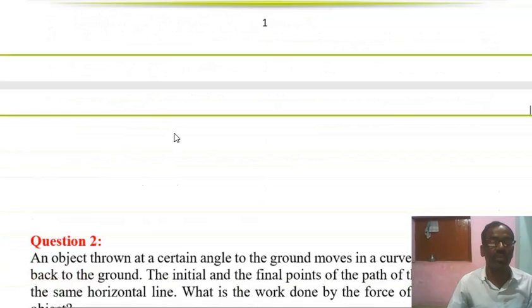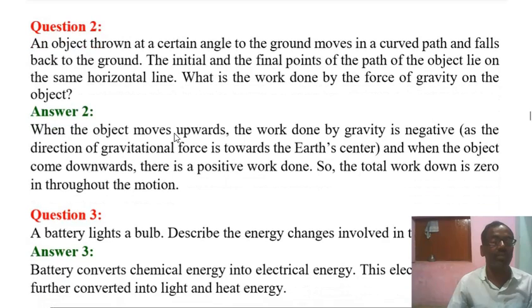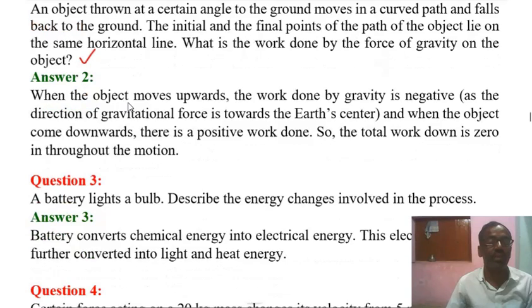Let's see the next question. Question number 2. An object thrown at a certain angle to the ground moves in a curved path and falls back to the ground. The initial and the final points of the path of the object lie on the same horizontal line. What is the work done by the force of gravity on the object? So the answer of this question will be here.